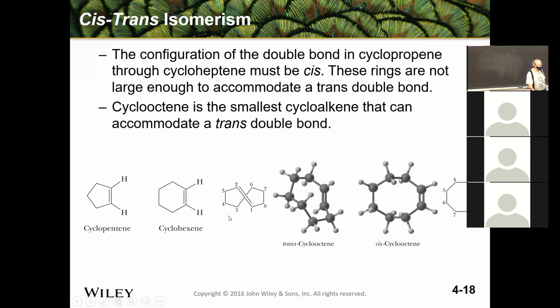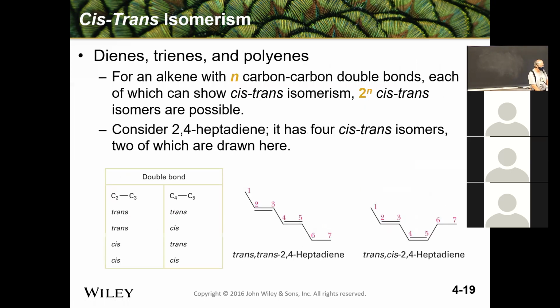If you look at cyclohexene or cyclopentene, I think it's fairly easy to tell that this is cis. To make a trans double bond, you couldn't even do it with these models. So at least 8 carbons in your ring.